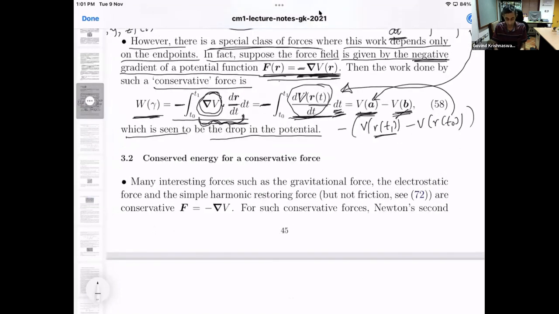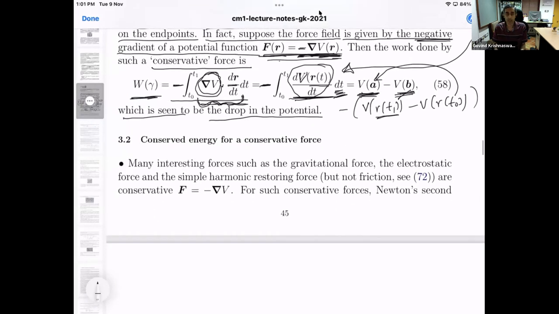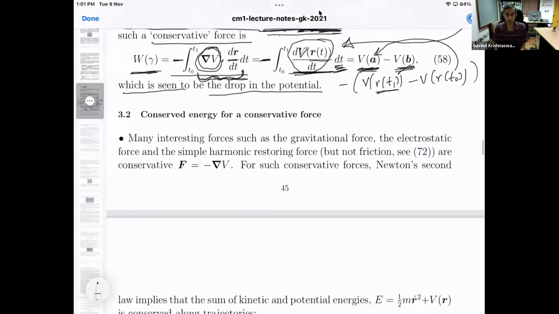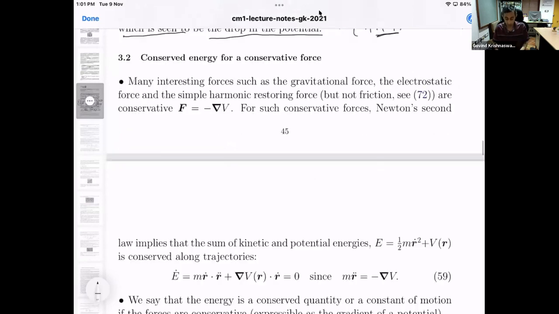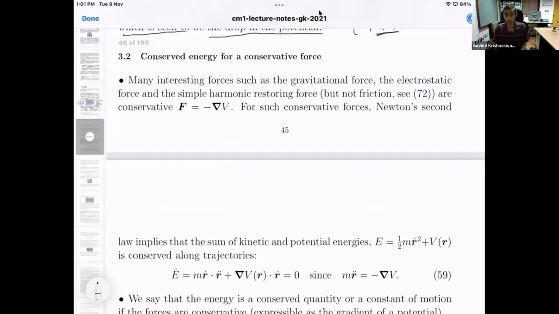Now you ask, why is it called conservative force? It's because a conservative force leads to a certain conservation law, namely the conservation of a certain energy. So far, we have not discussed energy. This is the first time, except sort of colloquially. So let me introduce this concept of energy.